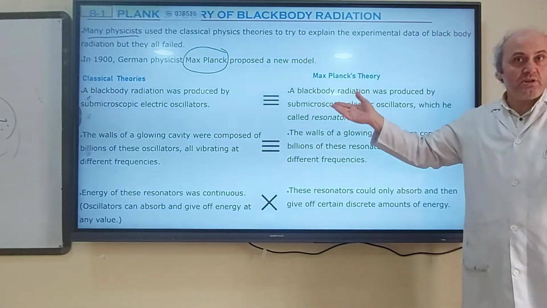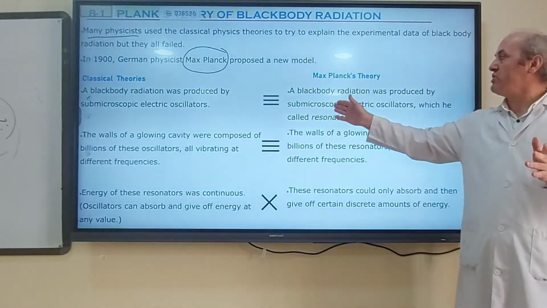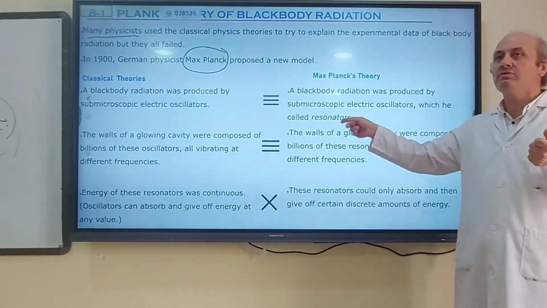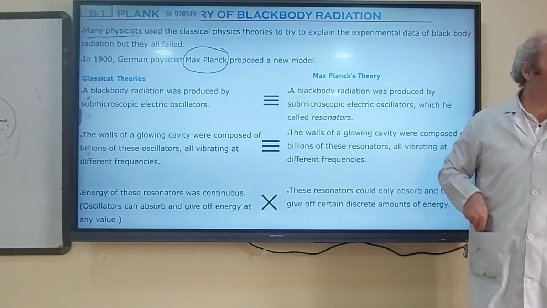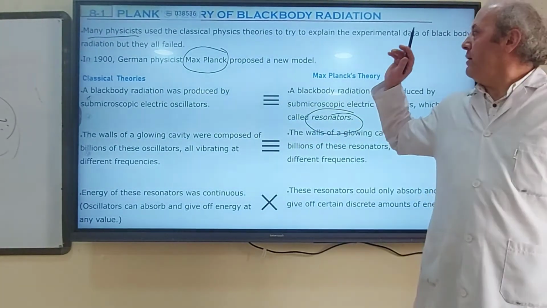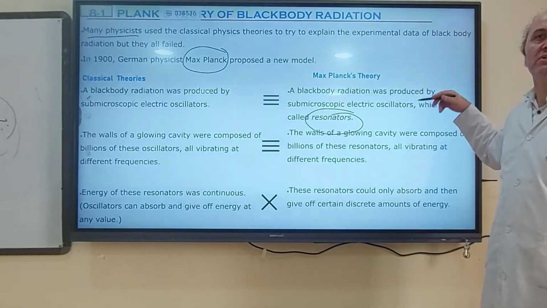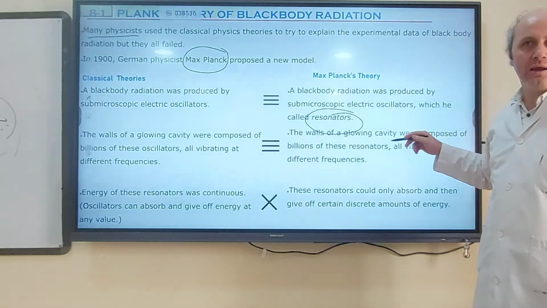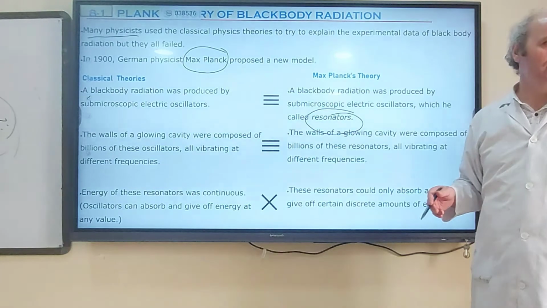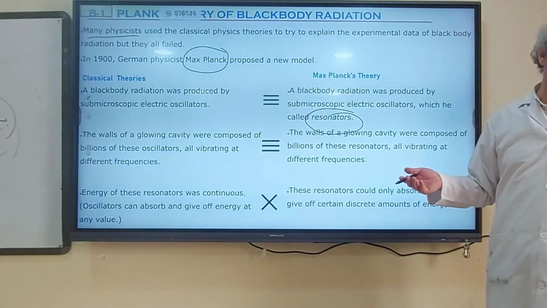Max Planck accepted it. Okay, this is correct. A black body radiation was produced by submicroscopic electric oscillators, not visible to our eyes, which he called resonators. Only he gave a name to these oscillators. Planck named submicroscopic electric oscillators as: A, resonators; B, simple pendulum; C, resistor; D, and so on. So the correct answer is resonator. We have to know this.